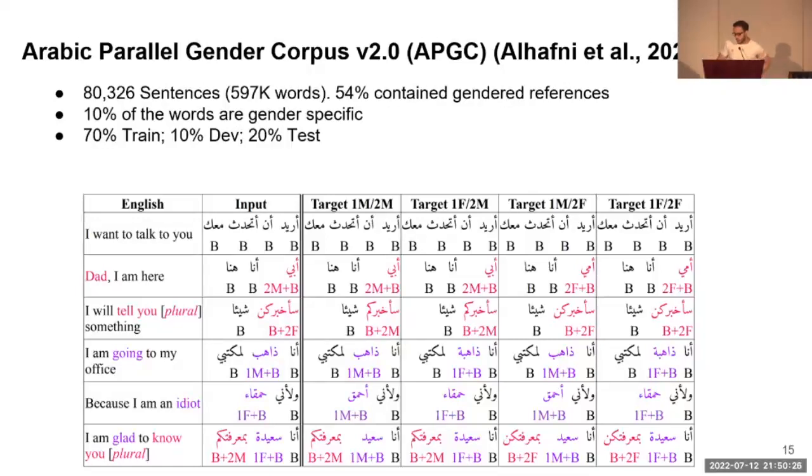In terms of the statistics, there are around 80,000 sentences in the corpus, and 54% of them contain gender references. Whereas in terms of the word level statistics, only 10% of the words are gender specific. In terms of the splits, we use 7-1-2 for training, development, and testing.